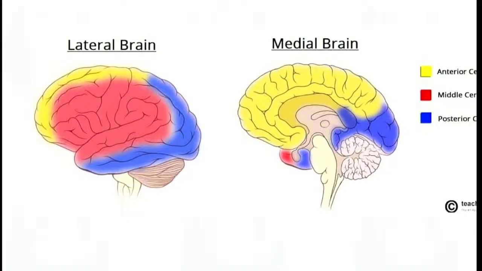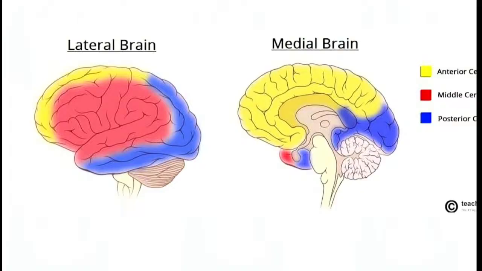And what are they going to supply? They are going to supply the anteromedial aspect of the cerebrum. Then we have the middle cerebral artery. The middle cerebral artery is not exactly a branch, but a continuation of the internal carotid artery, and they supply the lateral portions of the cerebrum.